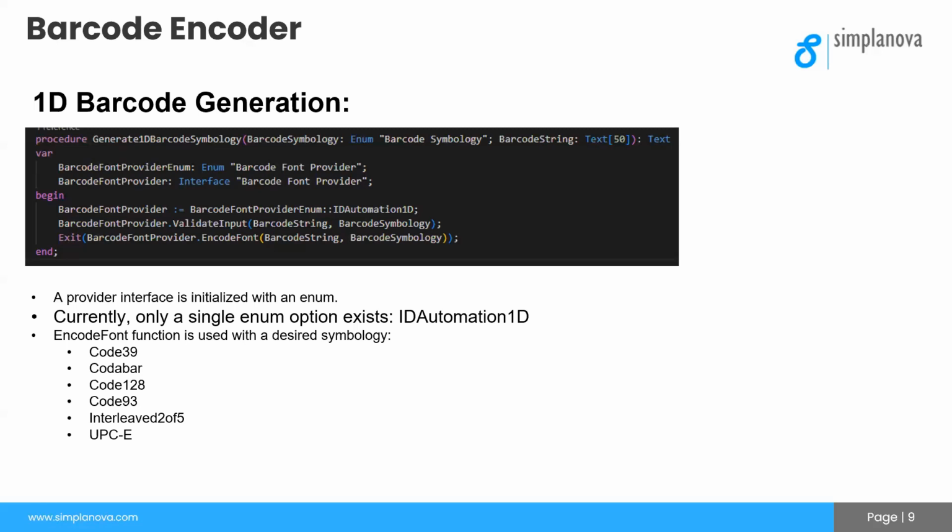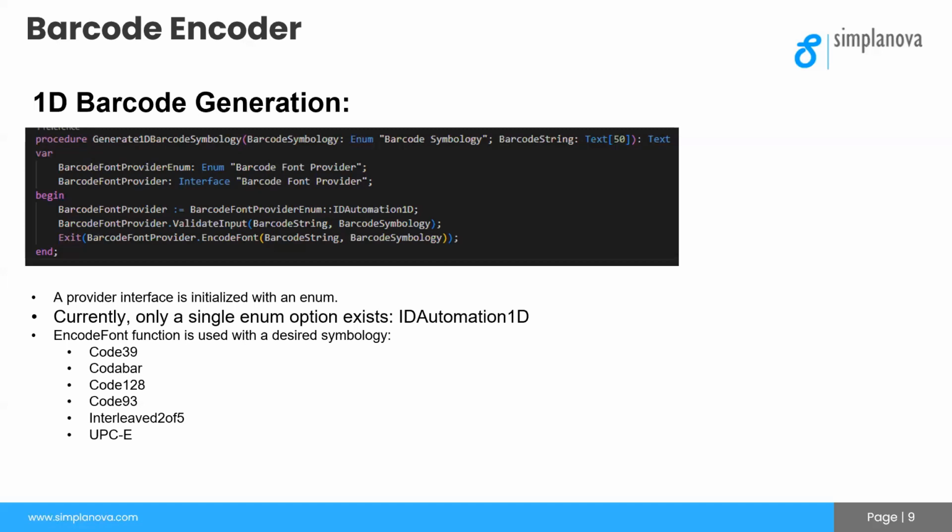So currently the only single enum option right now for the provider is ID Automation 1D, but I believe in the later future there might be more providers as well, since there has been room left for this. And the encode font function is used with the desired symbology, so from Code 39 to Code 128 and such. So let's have a little look in the code exactly how it would look like.